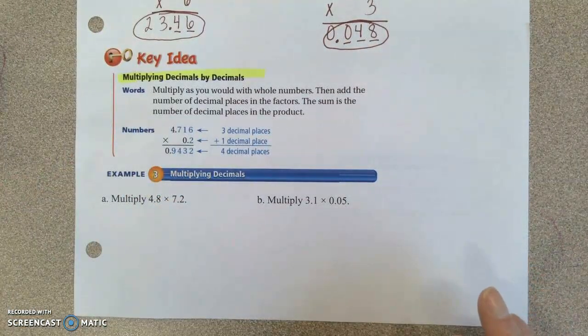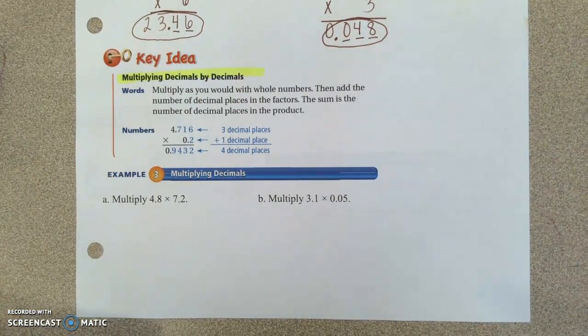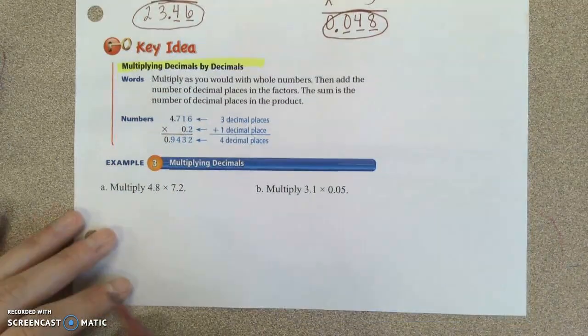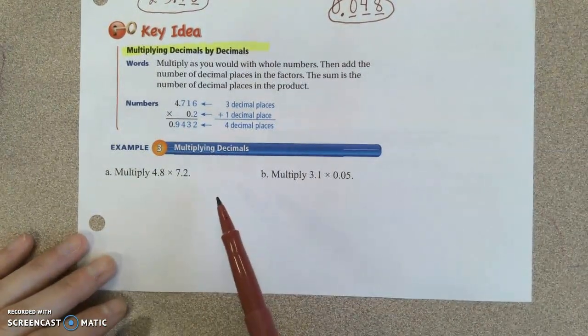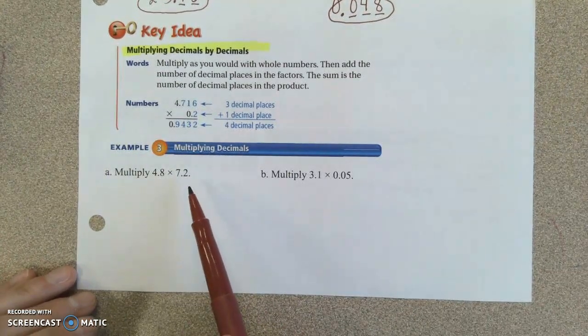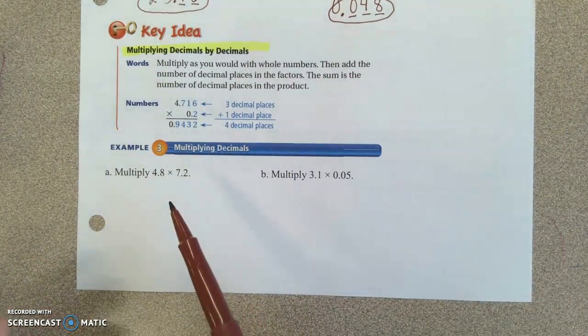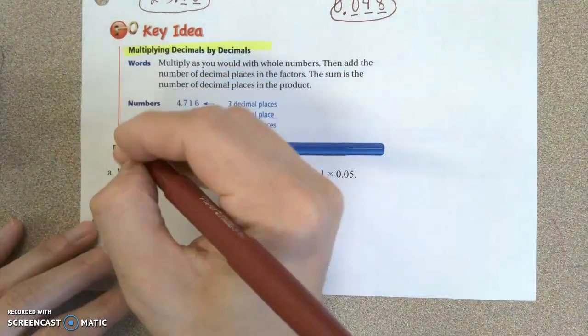Okay, next we're going to continue with multiplying, but we're going to multiply decimals by decimals. So we're going to follow the same idea. We're going to multiply like we do with whole numbers, but then we are going to add the number of decimal places we have in both factors, so in both numbers. So let's go ahead and practice this. I have 4 and 8/10 times 7 and 2/10. Again, we can do some estimation here. This is close to 5 and this is close to 7, so we should have something close to 35 when we're done here. So I'm going to go ahead and set this up.